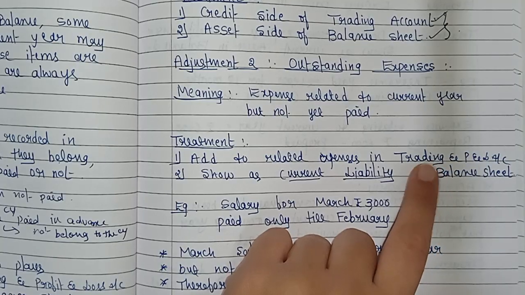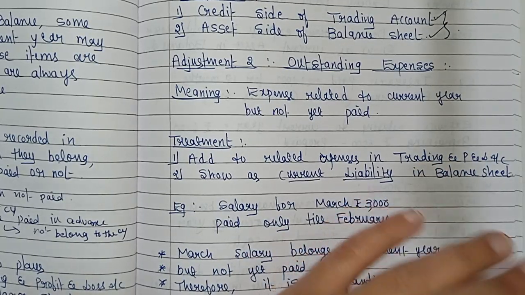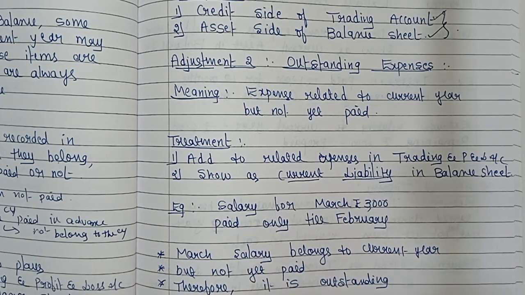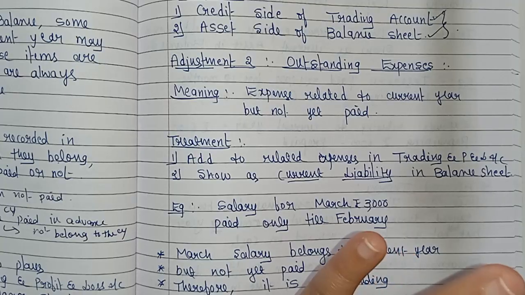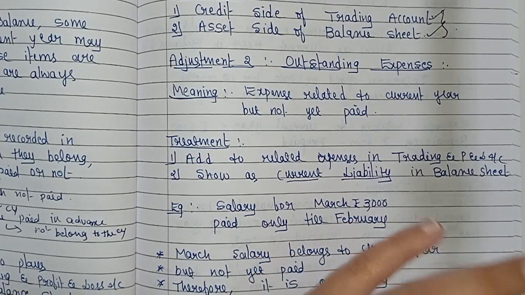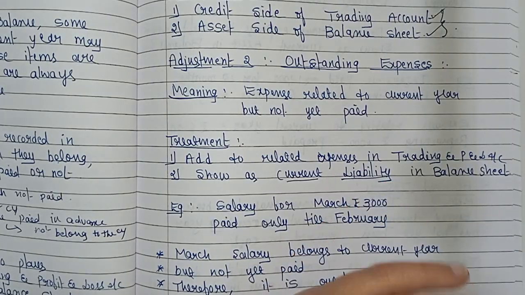Why we need to add this outstanding expenses? Because the expenses belong to the current accounting year, even though it is not yet paid. Clear? According to accrual concept, expenses must be recorded in the year in which they are incurred, not when they are paid.